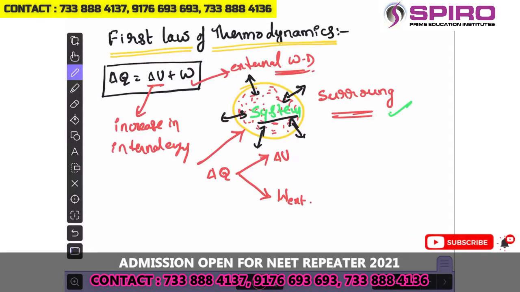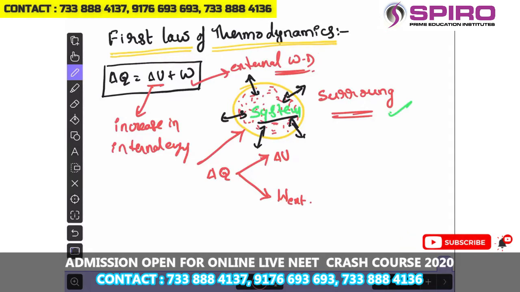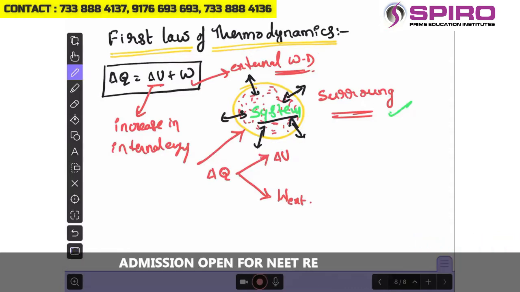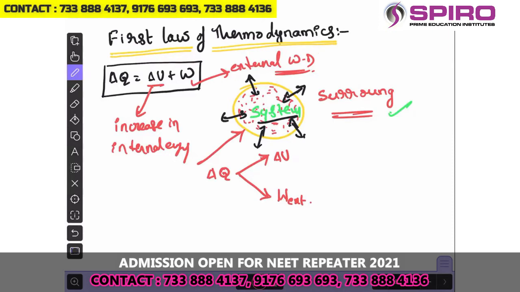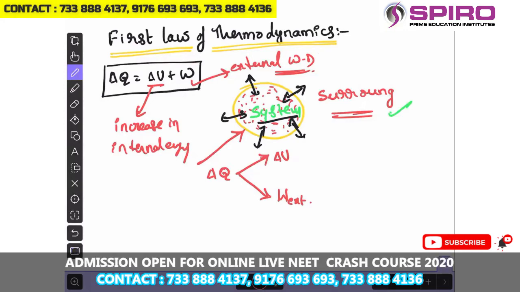And the system and surrounding are separated by a boundary. Based on the type of boundary that separates the system and surrounding, we can differentiate the different types of systems here.